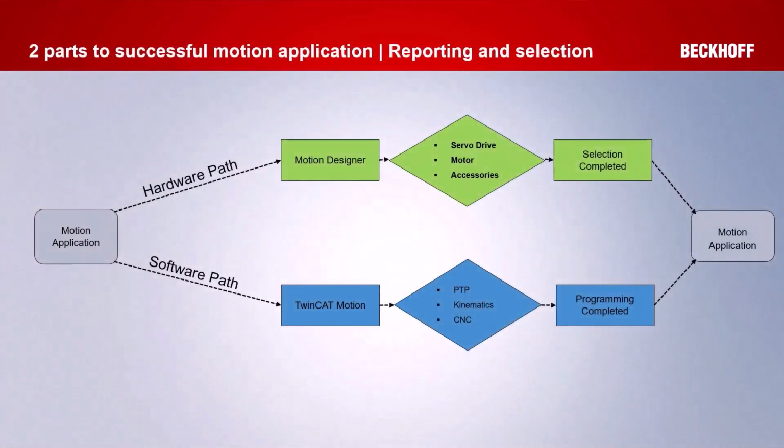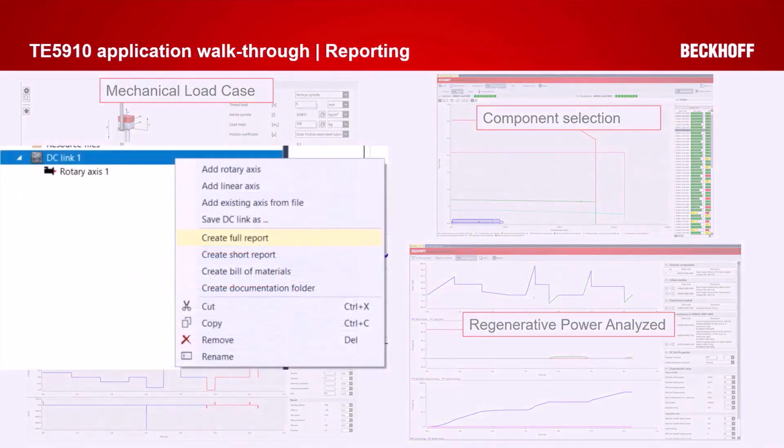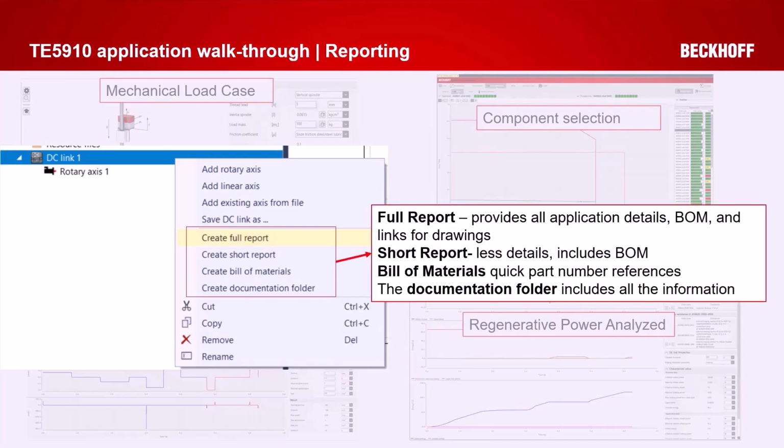Now, working through this, there has to be some benefit, right? So now when we look at the servo drive and motors, we can see we can create reporting. So you can do an easy full report. This will include the complete bill of materials. It'll offer links to the drawings, so if you want to download those. A short report, a more compact report, but it does include the bill of materials. You can just export the bill of materials.